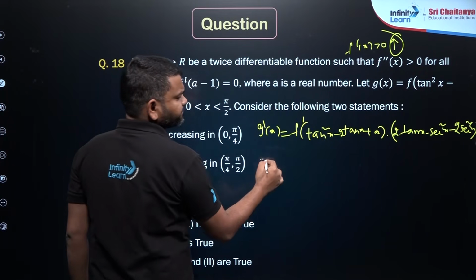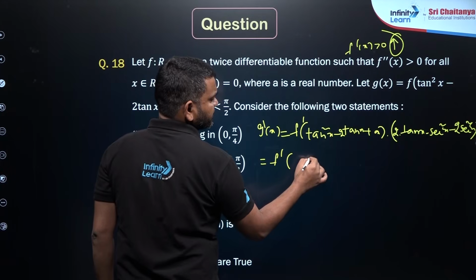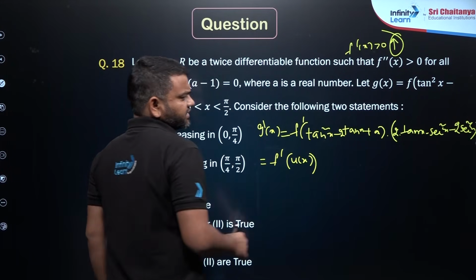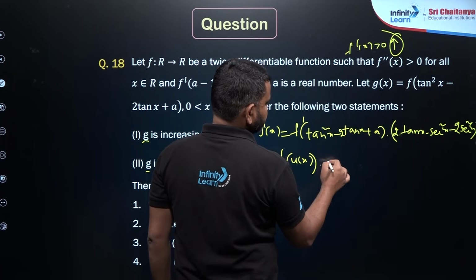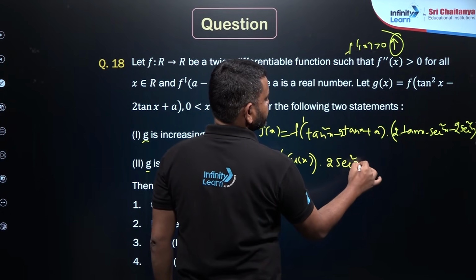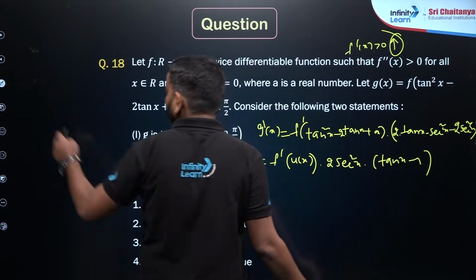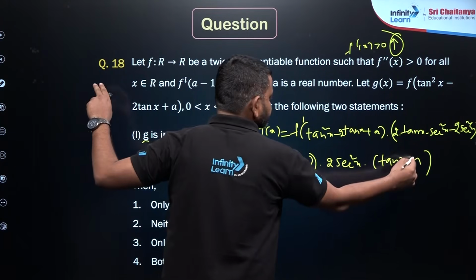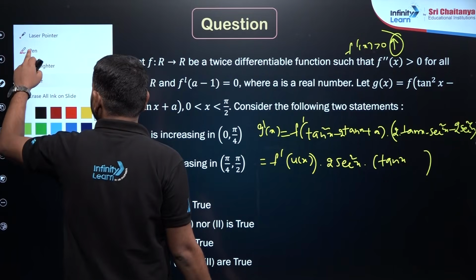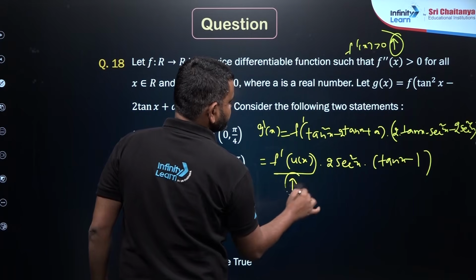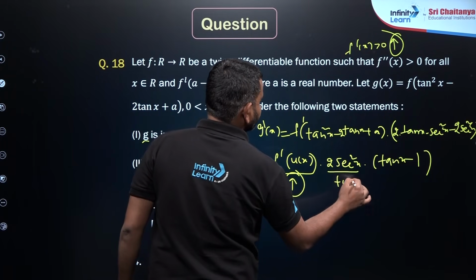Now here f dash of the constant, let us say this is some u of x is there, and 2 secant square x is there. So 2 secant square x I am taking common. I am having now tan x minus 1. Right, so only tan x minus 1 is the constant which I have to talk about, because the remaining function f dash x is an increasing function and this is always a positive value.